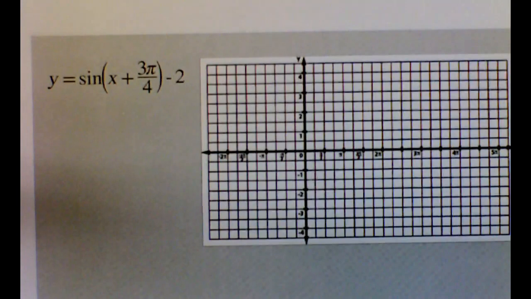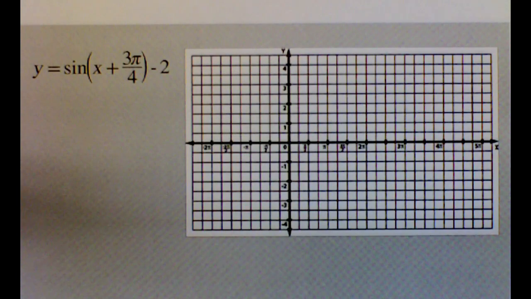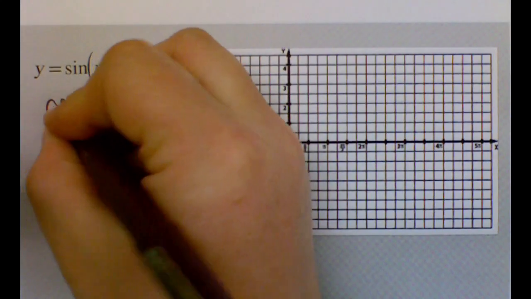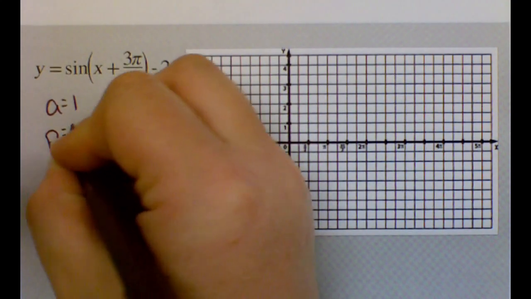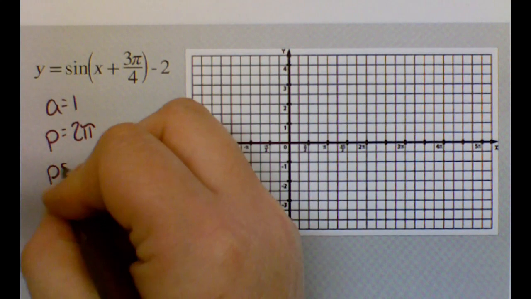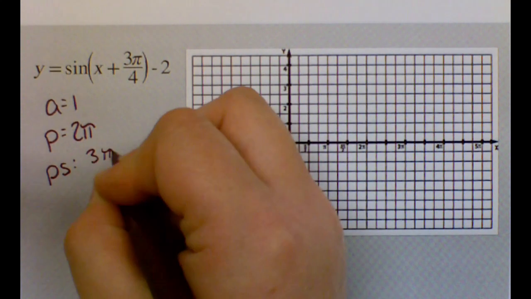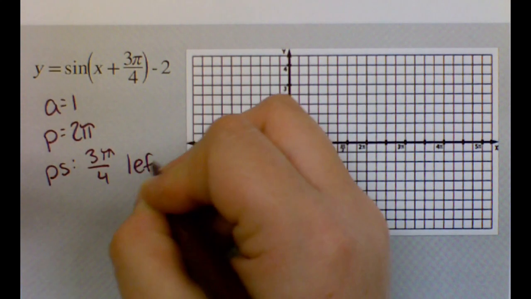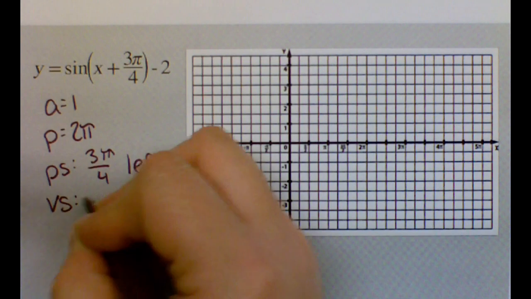All right. Phase shifts and vertical shifts for graphing. Start by saying, okay, well, our amplitude is 1. Our period is 2 pi. My phase shift is 3 pi over 4 left. And my vertical shift is 2 down.